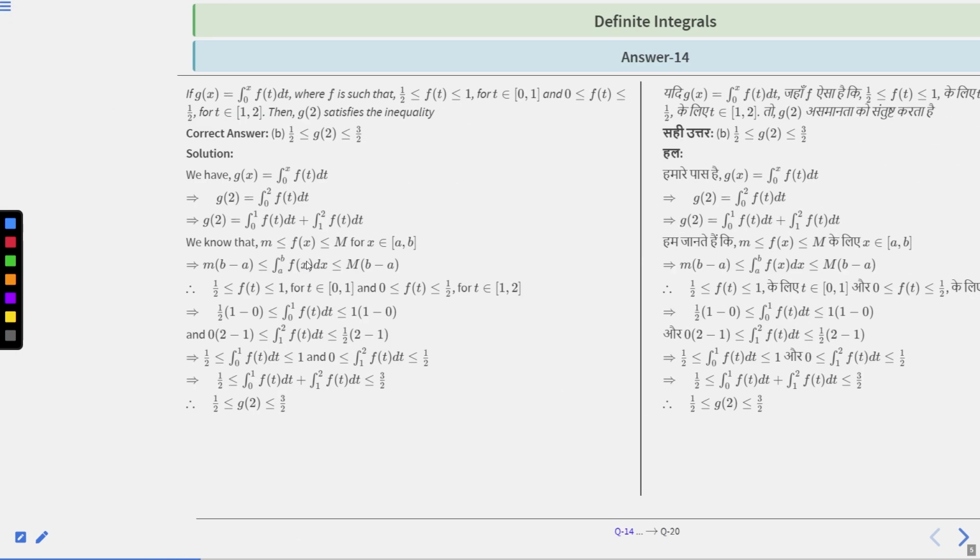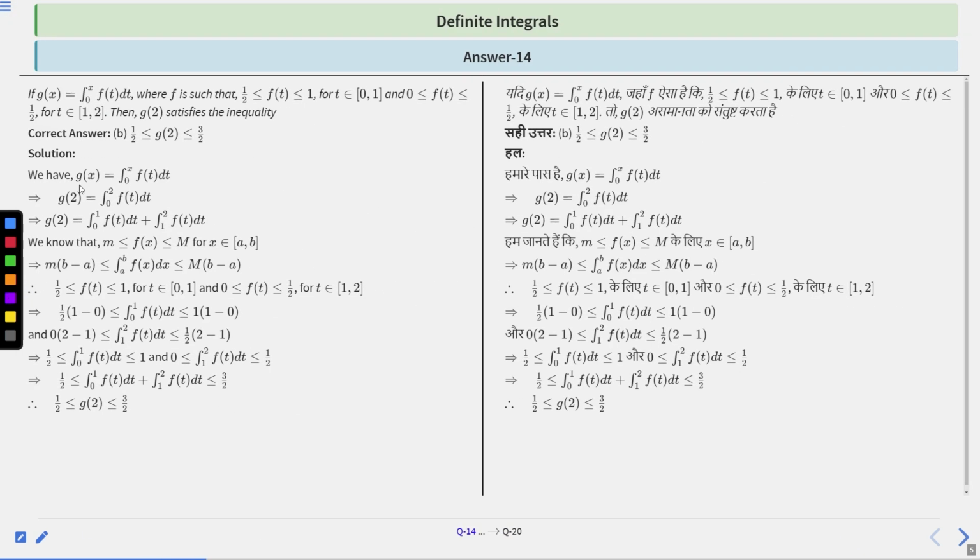Okay, let's move to the solution part. Given gx as 0 to x ft dt, therefore g2 will be 0 to 2 ft dt, right? The intervals of t are given: if t is between 0 to 1, then ft is lying between 1 by 2 to 1, and if t is varying between 1 to 2, then ft is between 0 to 1 by 2, right? Therefore g2 is basically 0 to 1 ft dt plus 1 to 2 ft dt.